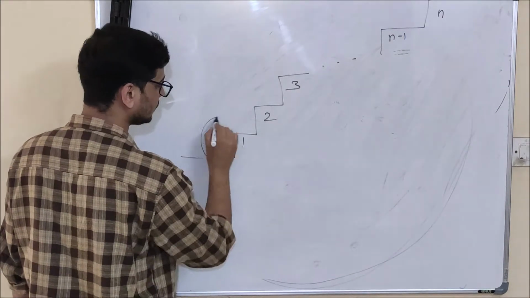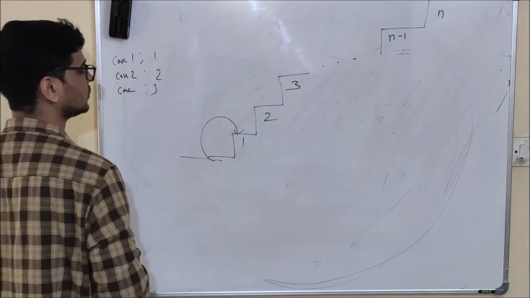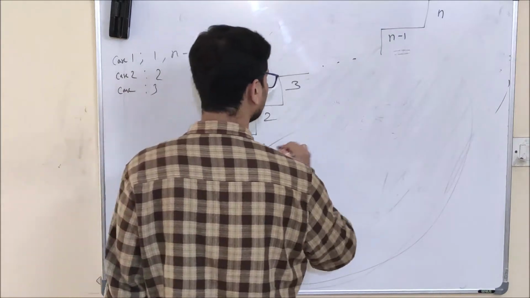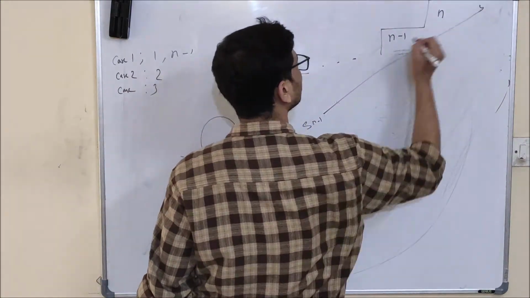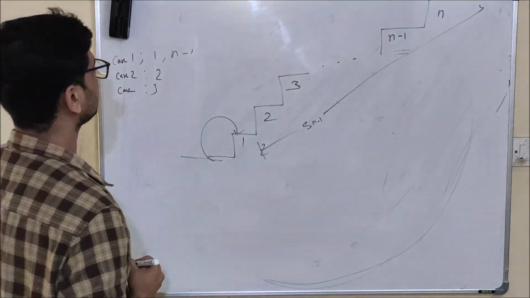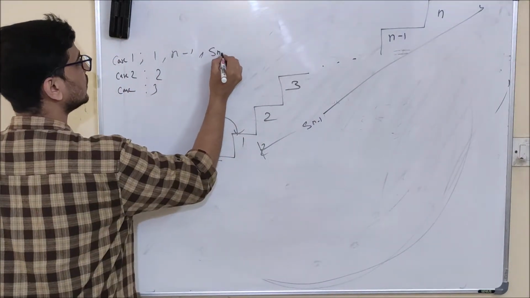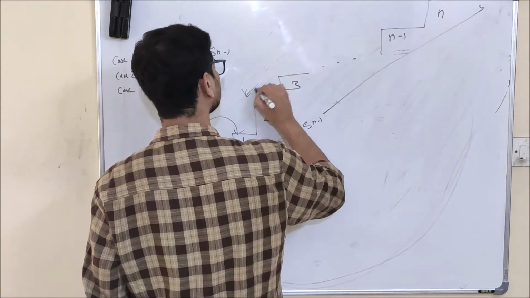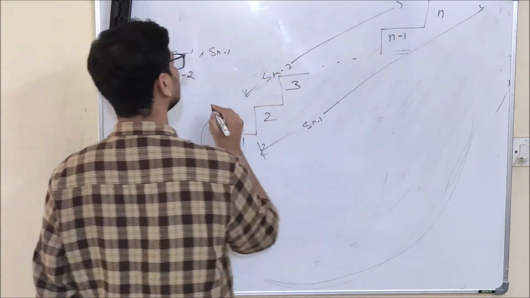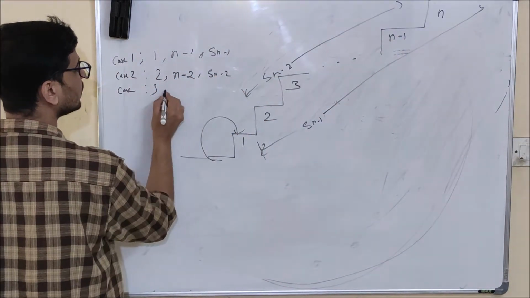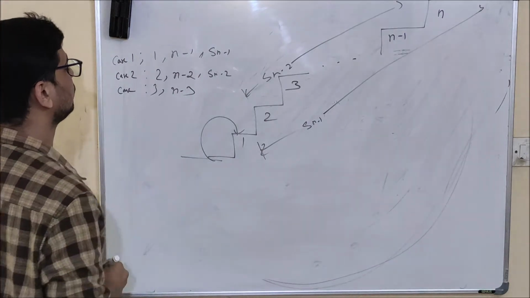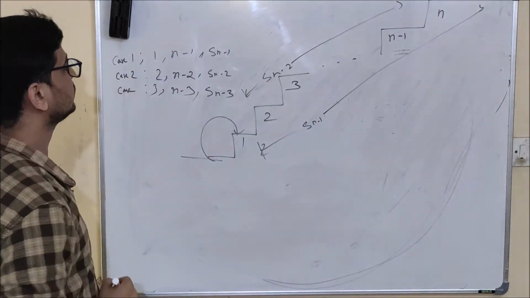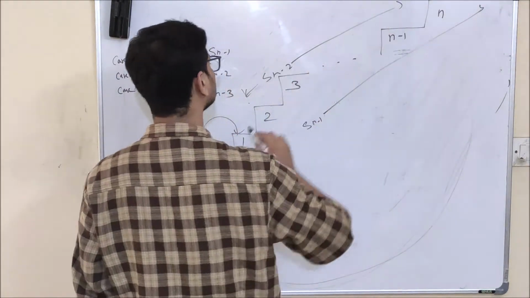If I take a 1 step jump, I will reach the top of the first stair, and the number of stairs remaining to climb will be n minus 1. Let's assume S(n minus 1) is the number of ways in which we can climb the remaining n minus 1 stairs. Similarly, here we will be remaining with n minus 2 steps, and let's assume S(n minus 2) is the number of ways in which we can do it. Here, the number of stairs remaining will be n minus 3, and let's assume S(n minus 3) is the number of ways in which we can jump n minus 3 stairs.